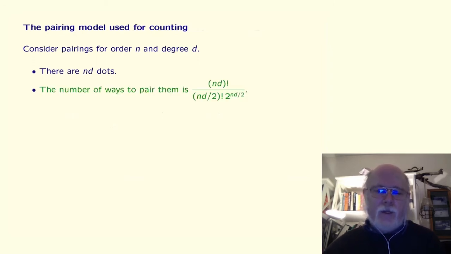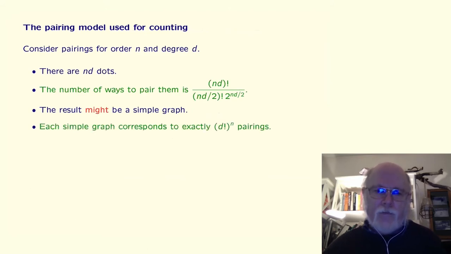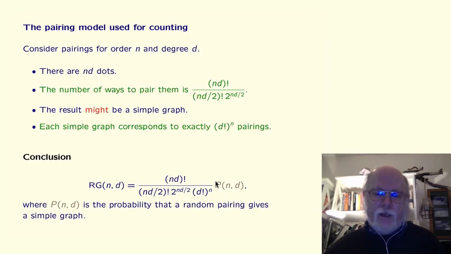So to count regular graphs by this method, you ask how many ways there are to make the pairing, which is that expression there. The result might be a simple graph, but the interesting thing is that every simple graph has exactly the same probability of occurring, because every simple graph corresponds to exactly (d!)^n pairings. Therefore the number of regular graphs is equal to that expression times P(n,d), where P(n,d) is the probability that a random pairing gives a simple graph, so the probability that it doesn't make any loops or multiple edges.